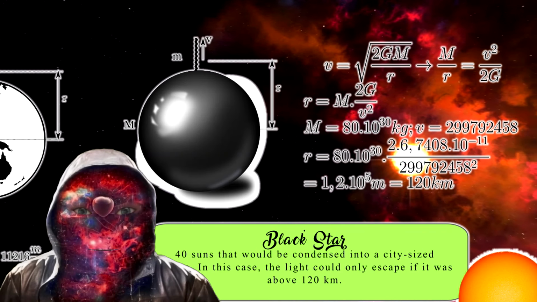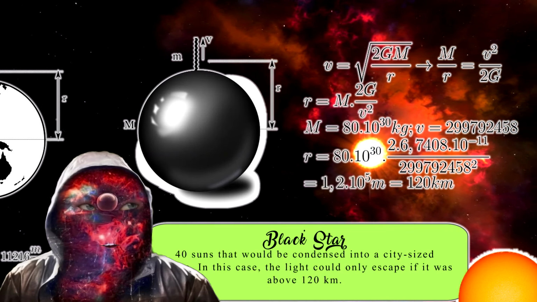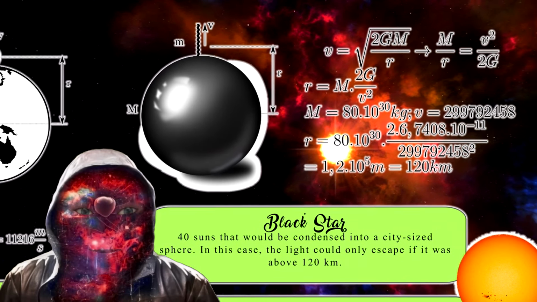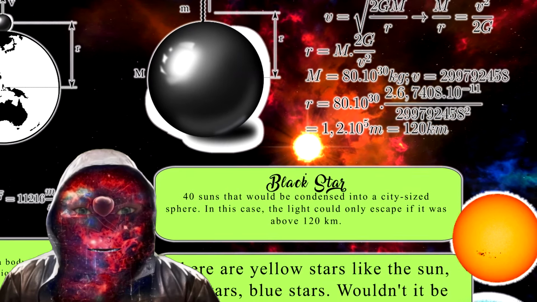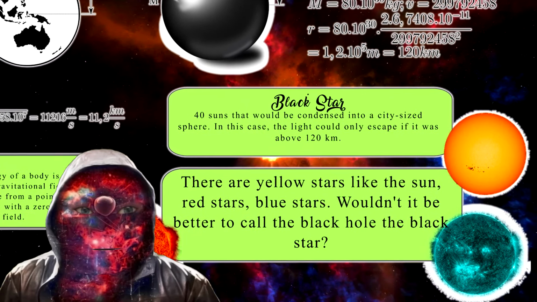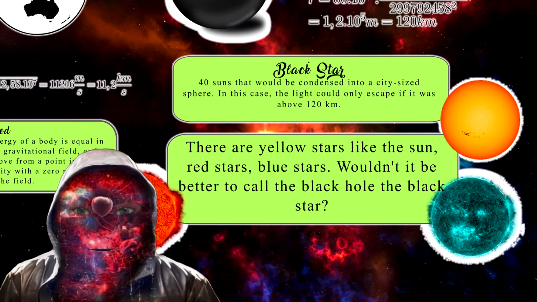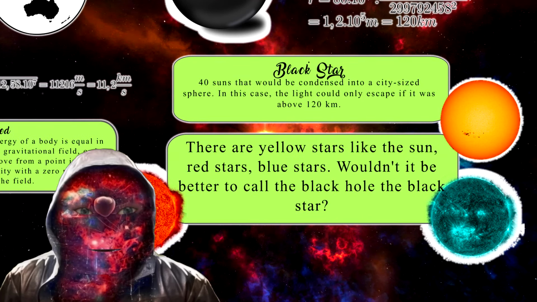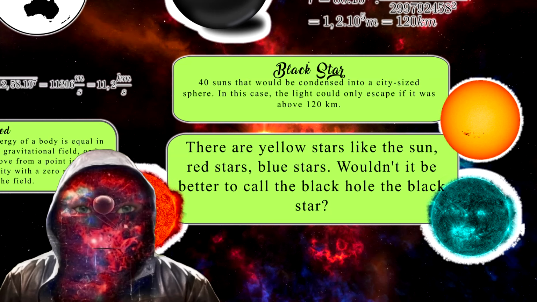In this case, the light could only escape if it was over 120 kilometers high. See, what we are seeing is a star with mass so compact that light cannot escape its surface. There are yellow stars like the Sun, red stars, blue stars. Wouldn't it be better to call the black hole the black star?